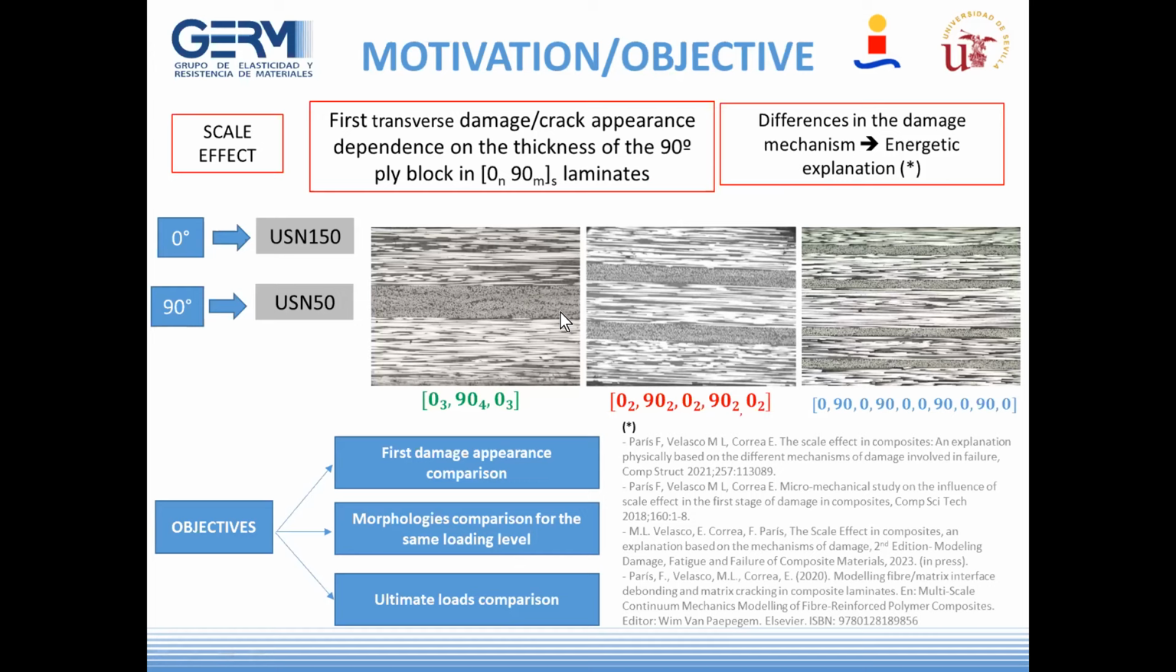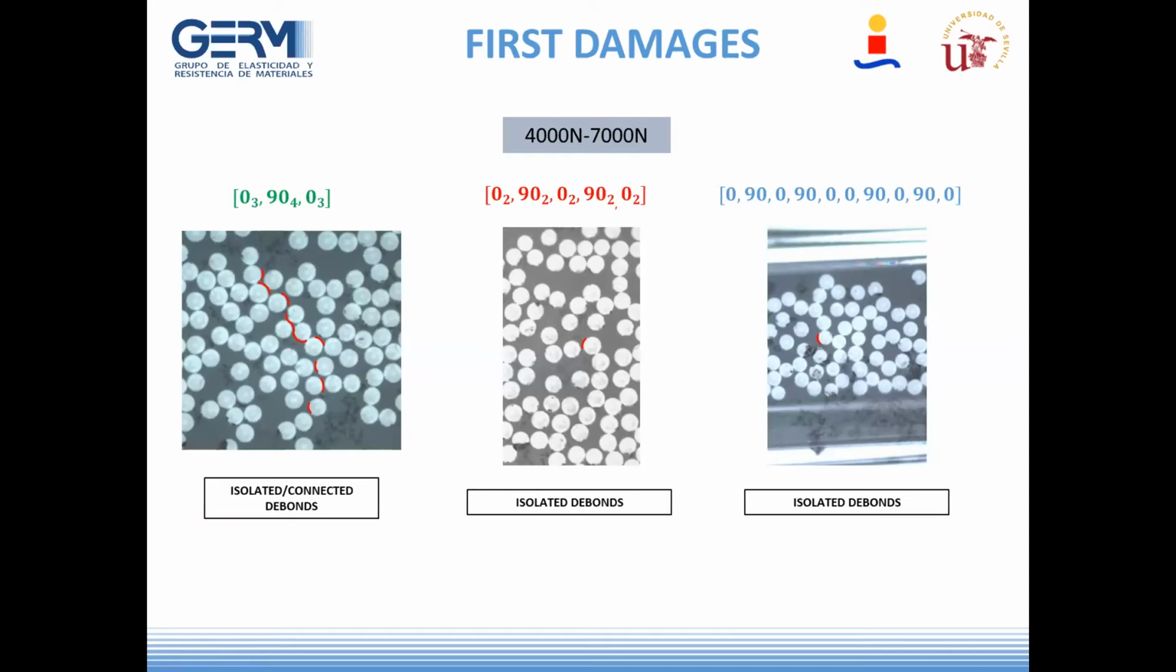Our objectives were, first of all, to analyze the first damage appearance, the comparison between them, also the comparison of the morphologies that we observed for different loading levels, and perhaps the point which is more related to this seminar, which is the study of the ultimate loads we calculated or tested for the three laminates. When we look at the results for the first damage appearance, we can see that there's a difference between the three laminates. The gravity of the first damages increases as the thickness of the blocks also does. We can see the difference.